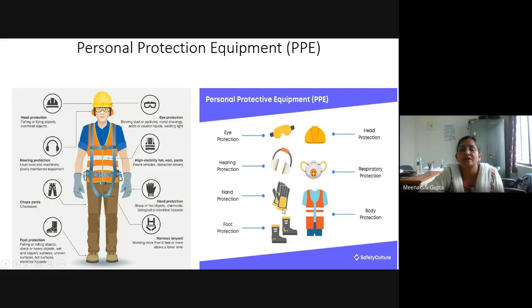Then hand protection, generally we use hand gloves, so that we do not come in direct contact with the different types of chemicals. We can protect our skin from the different types of chemicals. Then comes the clothing. We use an apron just to protect our body surface from different types of harmful chemicals. So aprons can be used.